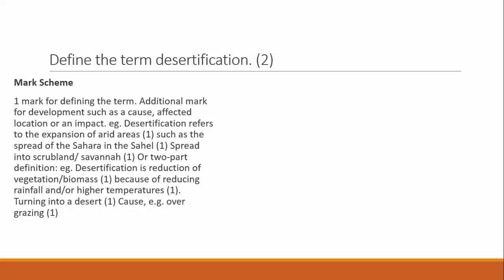Second question, define the term desertification. Most of you had a pretty good attempt at describing this. Again, it was 1 mark. There was 2 marks available, so you had to have some kind of development. You can see in the mark scheme here different ways of which this question could have been developed. Okay, if you didn't get 2 marks, look at it and then develop your answer.